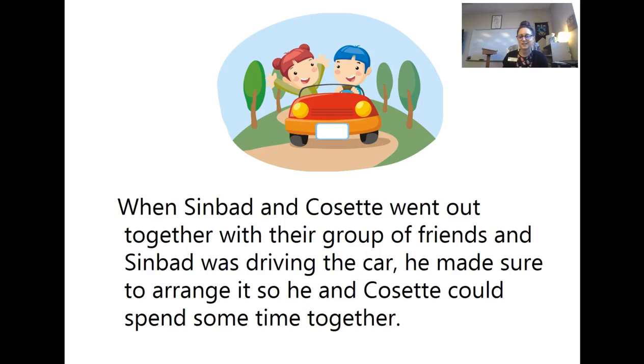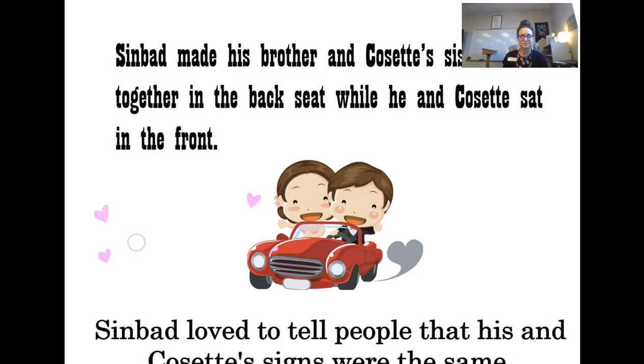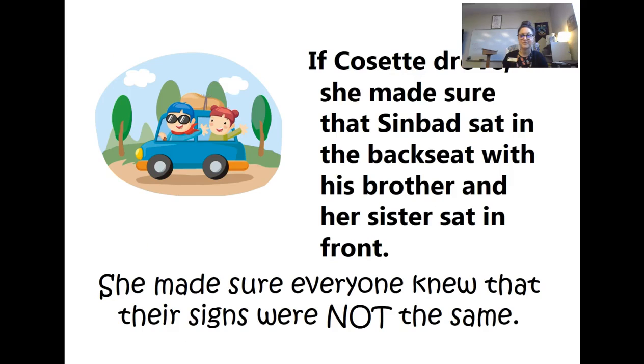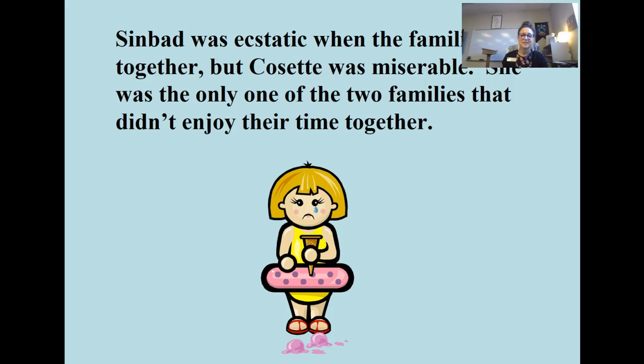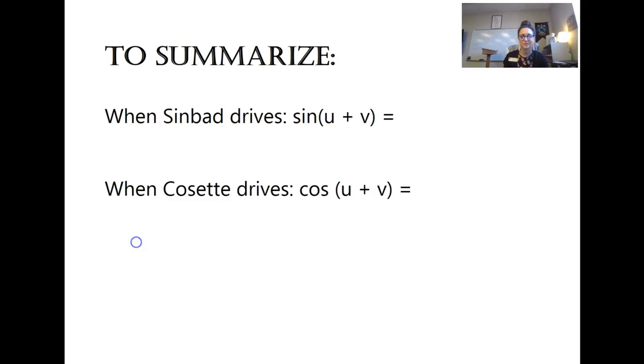When Sinbad and Cosette went out together with their group of friends and Sinbad was driving the car, he made sure to arrange it so he and Cosette could spend some time together. Sinbad made his brother and Cosette's sister sit together in the back seat while he and Cosette sat in front. Sinbad loved to tell people that his and Cosette's signs were the same. If Cosette drove, she made sure that Sinbad sat in the back seat with his brother and her sister sat in front. She made sure everyone knew that their signs were not the same. Sinbad was ecstatic when families got together, but Cosette was miserable. She was the only one of the two families that didn't enjoy their time together.